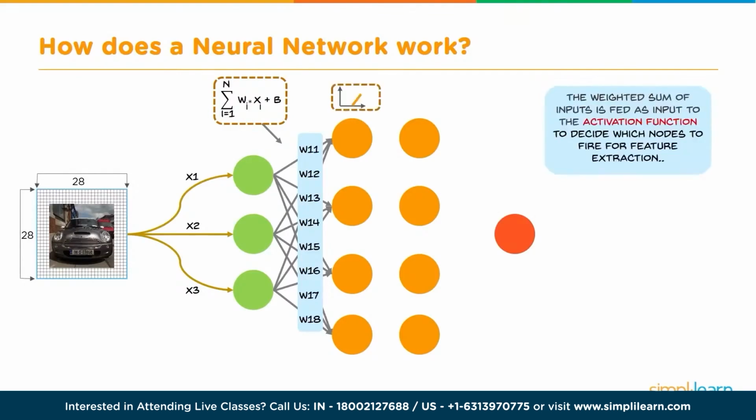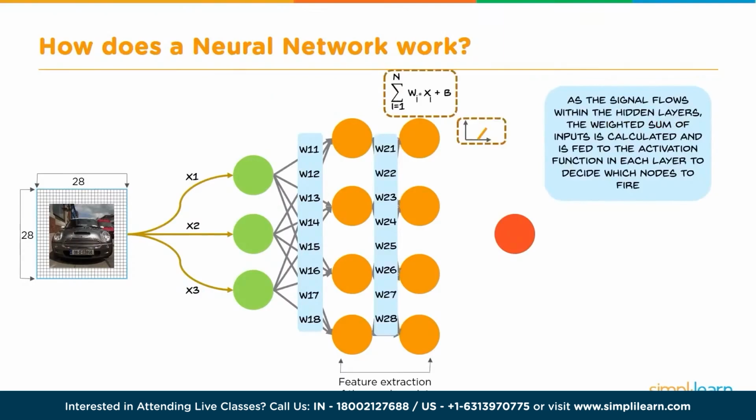The weighted sum of the input is fed as an input to the activation function to decide which nodes to fire, and for feature extraction. As the signal flows within the hidden layers, the weighted sum of inputs is calculated and is fed to the activation function in each layer to decide which nodes to fire. So here's our feature extraction of the number plate, and you can see these are still hidden nodes in the middle.